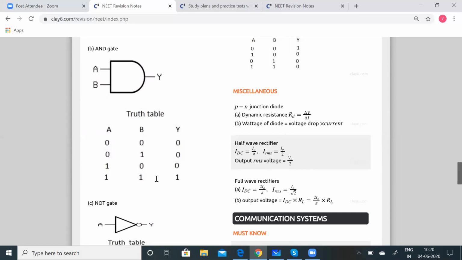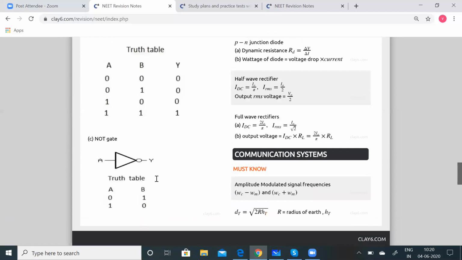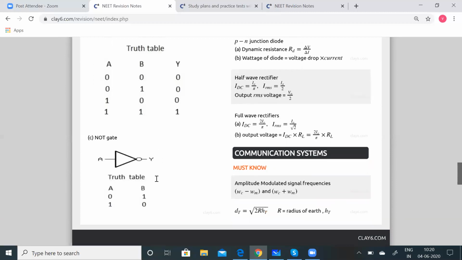And then the NOT gate. You can see the NOT gate here. It is a digital circuit having only one input and one output. It gives a high output 1 if the input is low 0, or vice versa. It is described by the Boolean expression A bar is equal to Y. So this is the symbol for the NOT gate and the truth table is given here.